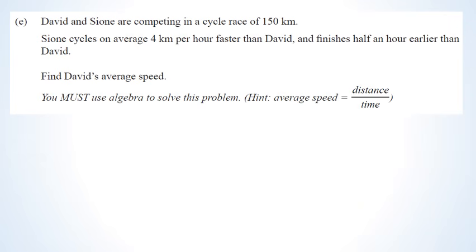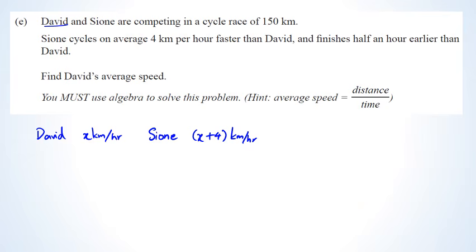So with E, this is what happens. It says David and Sione are competing in a cycle race of 150 Ks. Sione cycles on average 4 Ks faster than David and finishes half an hour earlier than David. Find David's average speed. So the first thing I'm going to do is I'm going to put David's speed here. Okay, David's speed, let's call it x kilometers per hour. Sione's speed will then be x plus 4 kilometers per hour.